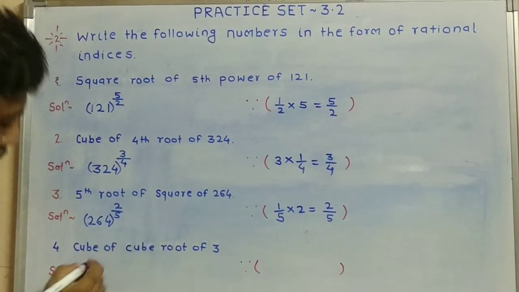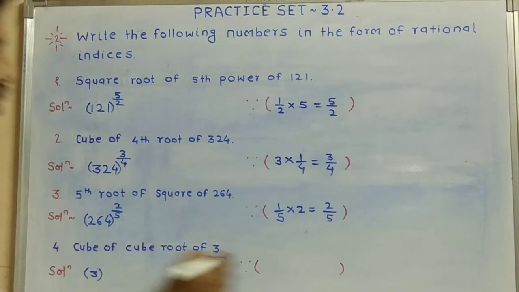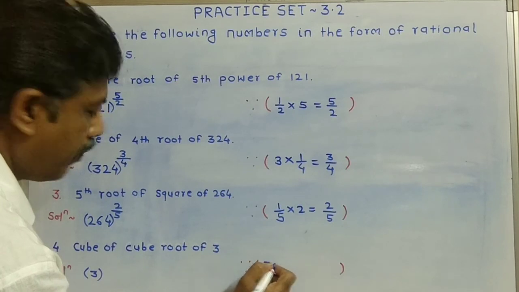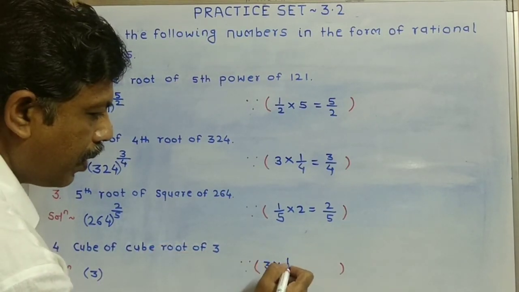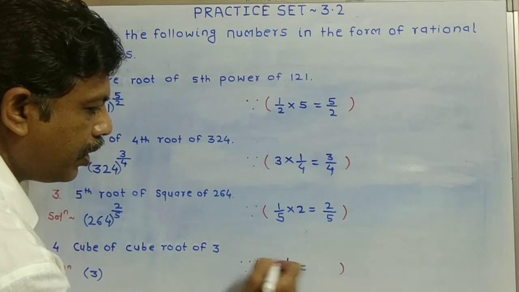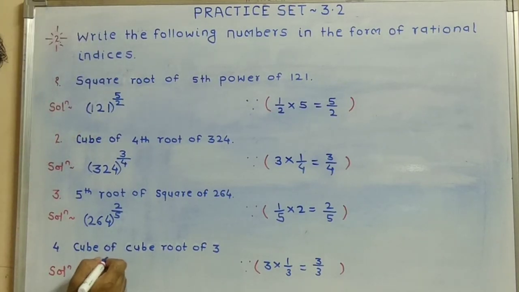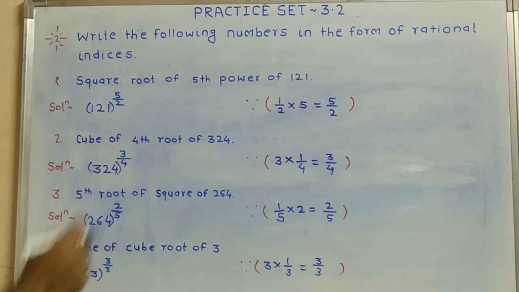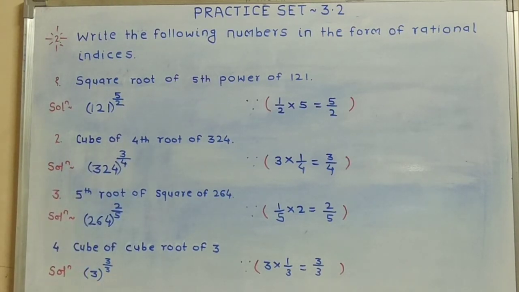Now take the fourth example. Cube of cube root of 3. Which number have you got? 3. Keep it in bracket. Cube means 3. Of means multiplication. Cube root means 1 upon 3. Now multiply 3 into 1, 3 divided by 3. Write this number here. It is known as cube of cube root of 3 is equal to 3 bracket to the power 3 upon 3.